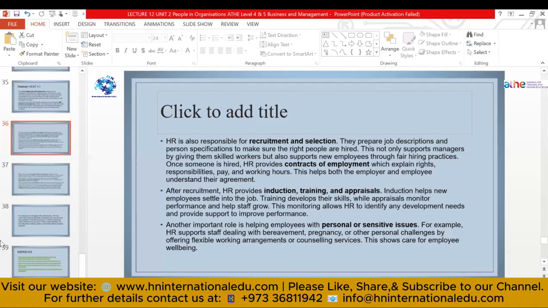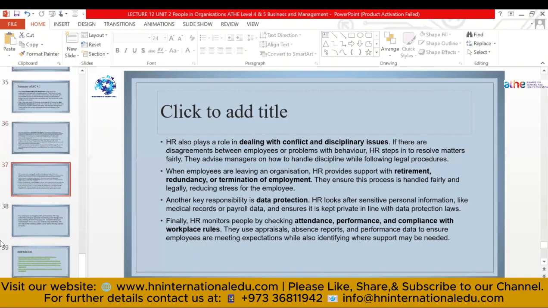Another important role is helping the employees with personal or sensitive issues. For example, HR supports staff dealing with bereavement, pregnancy, or other personal challenges by offering flexible working arrangements or counseling services. This shows the care for the employee well-being. We have well-being centers literally for the people now in the organization, employees.